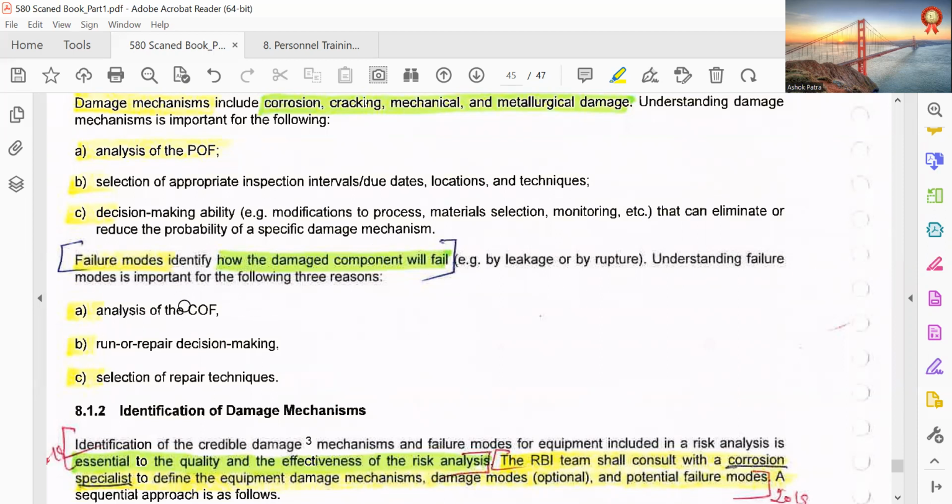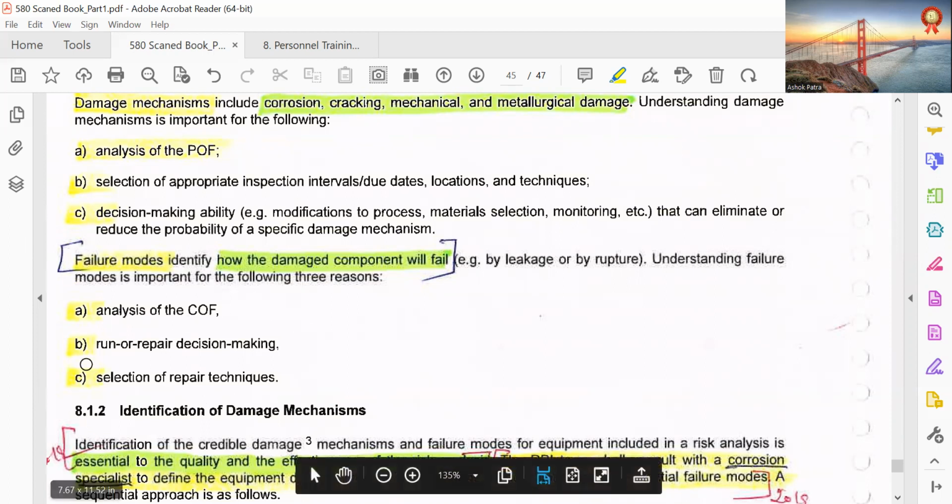Analysis of COF, run-off repair decision making, selection of the consequences of failure, selection of repair techniques, non-repair decision making.